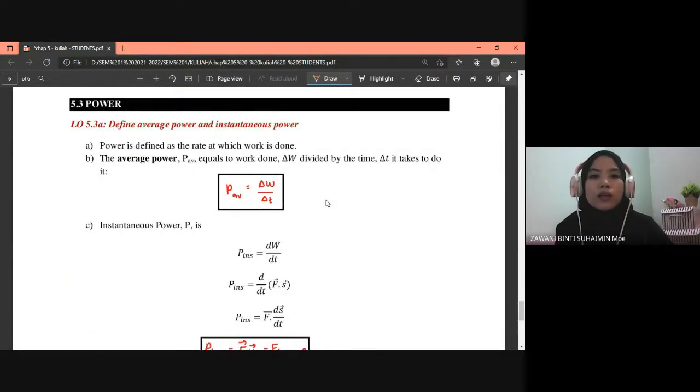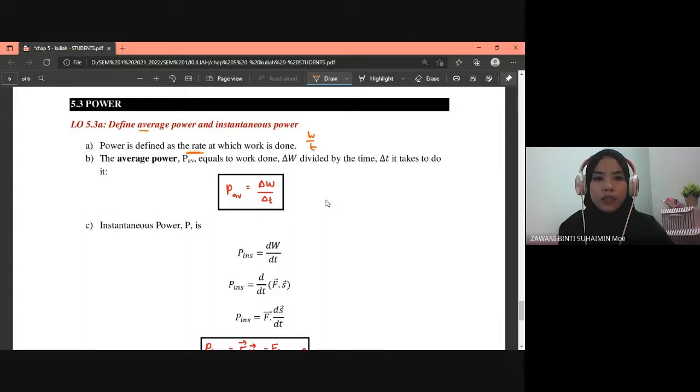Okay, power is defined as the rate at which work is done. Okay, so maksudnya work bahagi dengan time lah. Sebab apa dia ada rate. Rate ni biasanya formula kita mestilah bahagi dengan time. Okay, kadar. Okay, so cara kita nak kira kadar mestilah kita bahagi dengan time. So work bahagi time. Okay, so the average power.